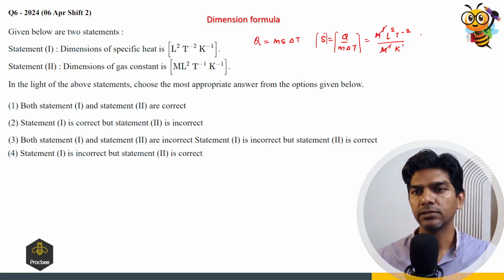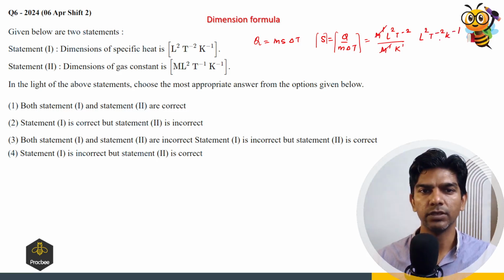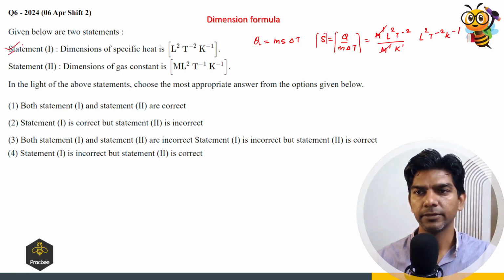So this M will get cancelled out. So L raised to power 2 T raised to power minus 2 K raised to power minus 1. So yes, statement 1 is correct.